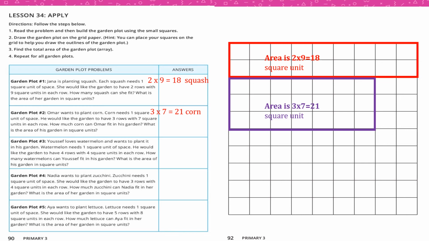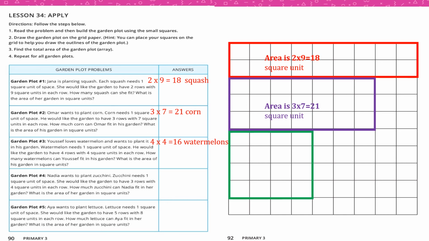Number 3, Yusuf loves watermelon and he wants to plant it in his garden. Watermelon needs 1 square unit of space. He would like the garden to have 4 rows with 4 square units in each row. So, how many watermelons can Yusuf fit in his garden? He wants 4 rows, and inside each row 4 square units. So 4 times 4 equals 16 watermelons. Let's draw it.